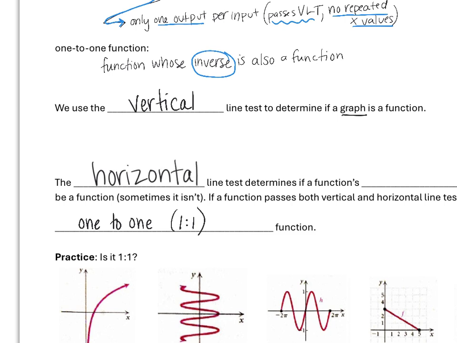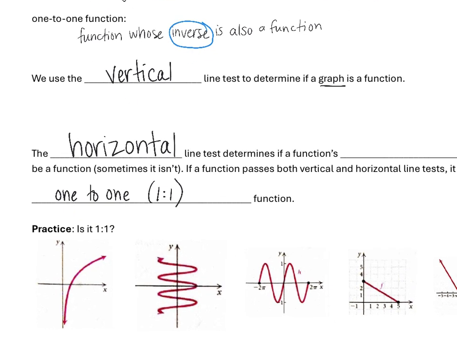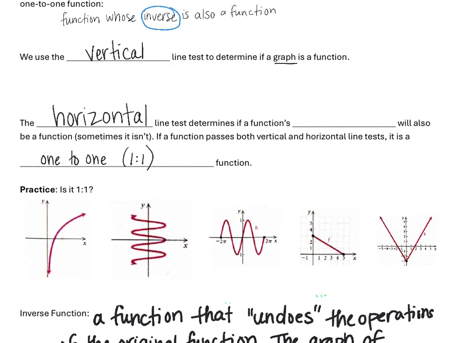And so this is why I'm picky on your tests and quizzes when you just say it passes the line test or it passes the straight line test. You have to tell me if it's vertical or horizontal because that means something. The horizontal line test determines if a function's inverse will also be a function, because sometimes the inverse is not. The original might be, the inverse might not be. If a function passes both vertical and horizontal line tests, it is a one-to-one function.